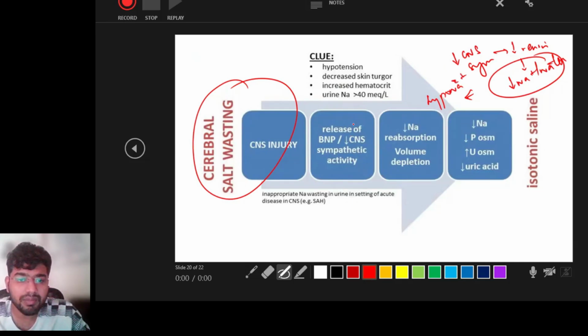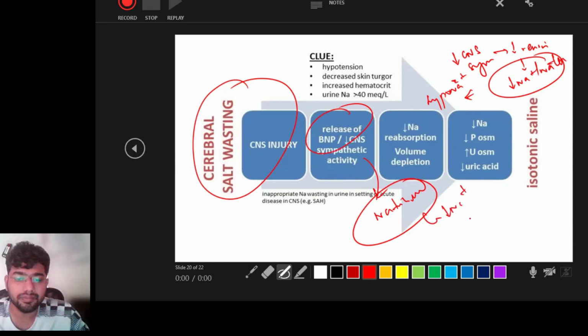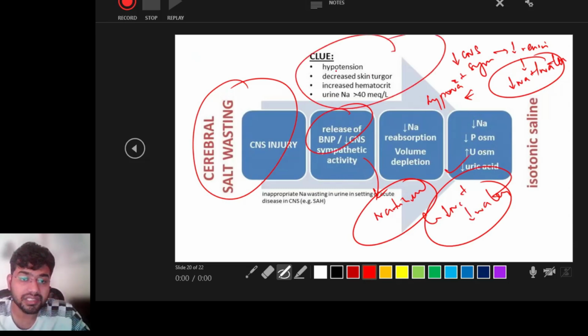Another thing is there will be release of brain natriuretic peptide in cases of CNS stress. This can lead to natriuresis along with diuresis, leading to low sodium and low water. And these patients will also be having low uric acid, same as SIADH. The only thing is patient will be having dehydration and polyuria. Treatment is isotonic saline along with fludrocortisone in order to salvage more sodium and water into the body.